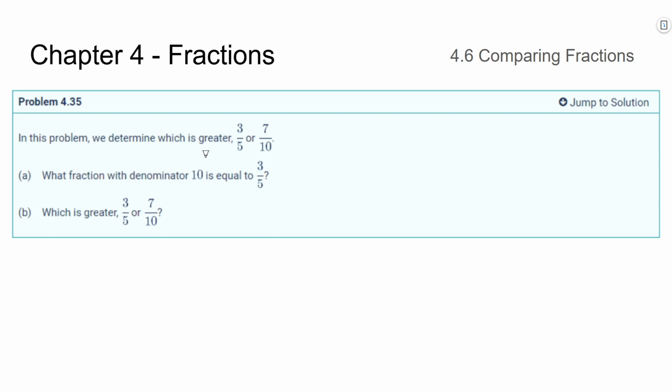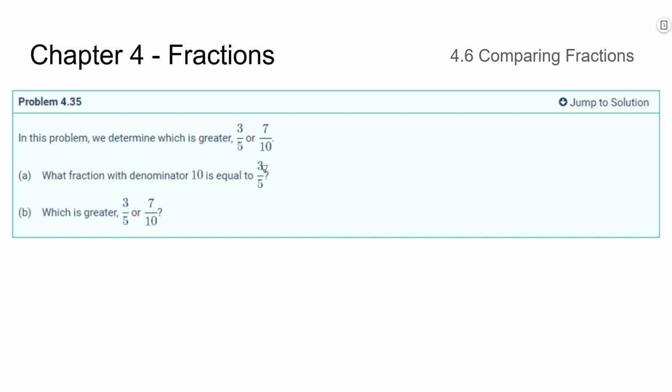Okay, so for this one here, we have different denominators. Which one's greater, 3/5 or 7/10? So now we're getting a little bit harder, but still not too bad. So what fraction with the denominator of 10 is equal to 3/5?